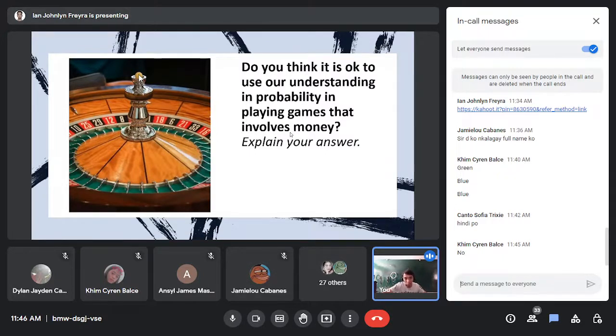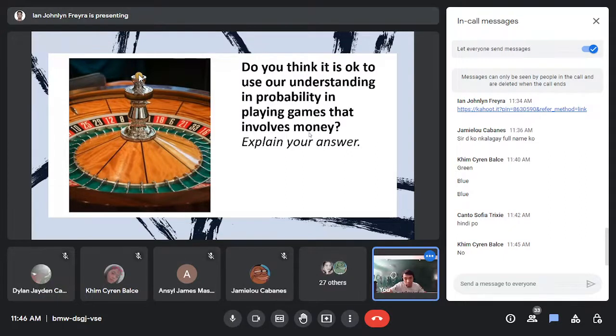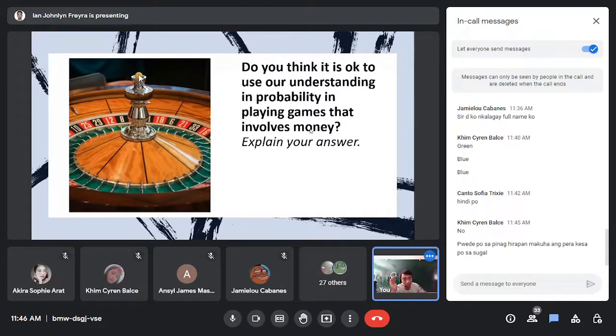But how about, don't forget, that involves money. Kanina, we use probability to win the game, but it doesn't involve money, right? Yung kanina yung game natin yung spin wheel. O, Akira, Sophie. Want to answer? You can waste money for that game. Pwedeng masayang yung pera or matalo po. So hindi okay. Yes, exactly. Kasi chance lang naman siya, di ba?